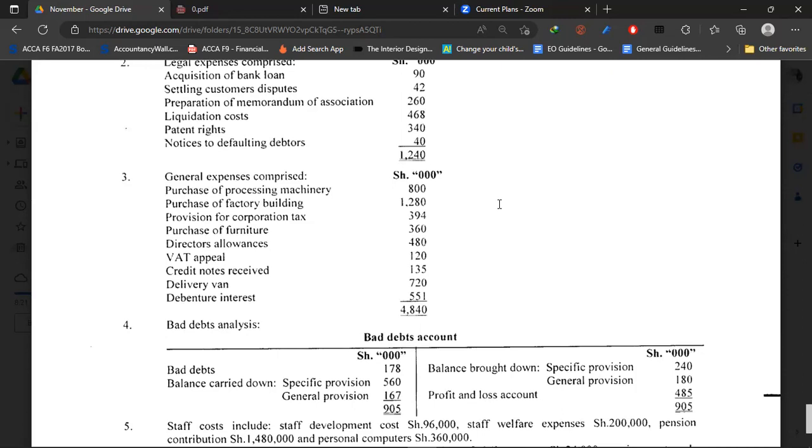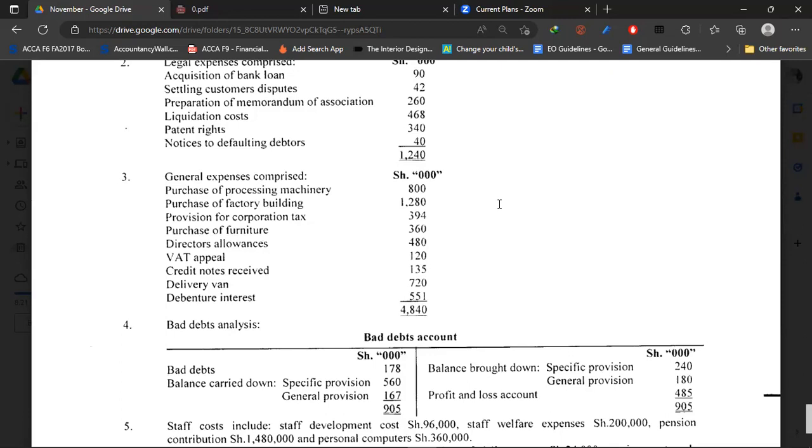Provision, we say all the provisions are disallowable expense, except one, where we talked about the specific provision for the bad doubtful debts. We talk about the purchase of furniture, which is disallowable. Direct allowances, which are allowable expenses. VAT appeal, we know very well that the VAT appeal might be due to negligence in terms of how we are supposed to be conducting our issues. I have already talked about how we are VAT based on how we are supposed to be conducting our VAT matters.